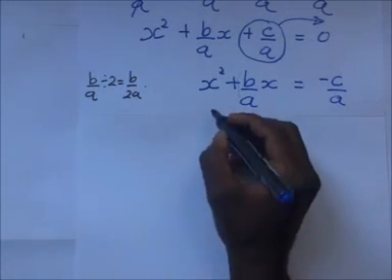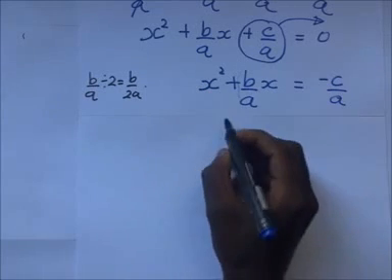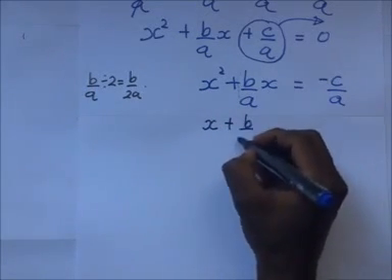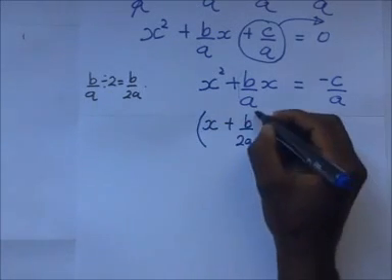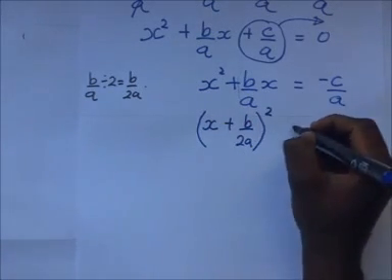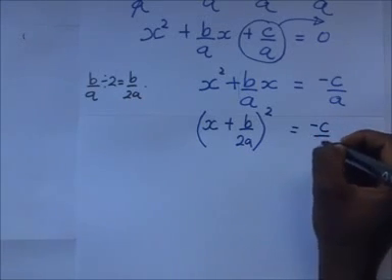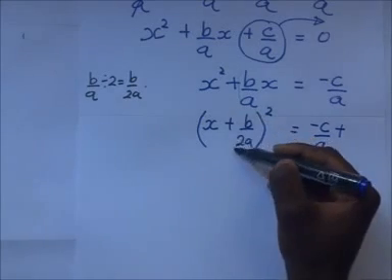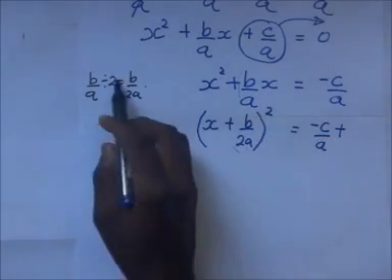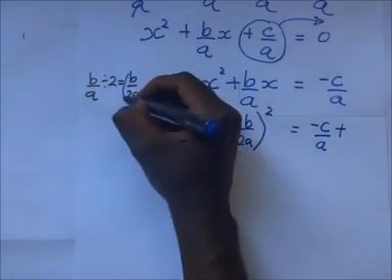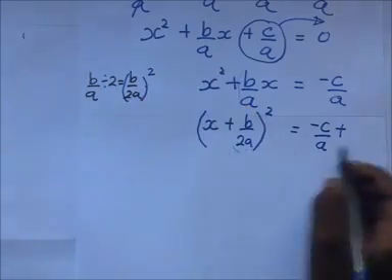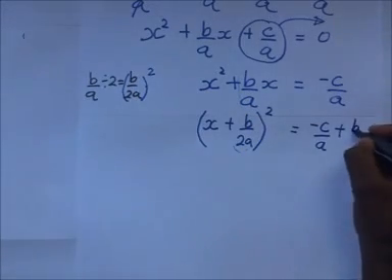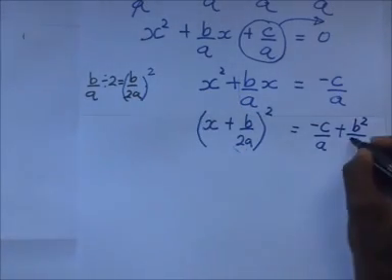After dividing this by 2, our perfect square is going to become x plus b over 2a, squared. It's going to be equal to negative c over a. And now we add the square of what we got here. We divide by 2, then what we get, we square it, and what we square is what we add here. So this squared is going to become b squared over 4a squared.